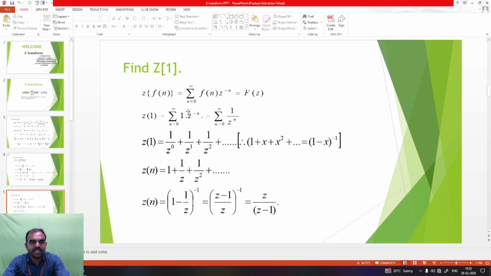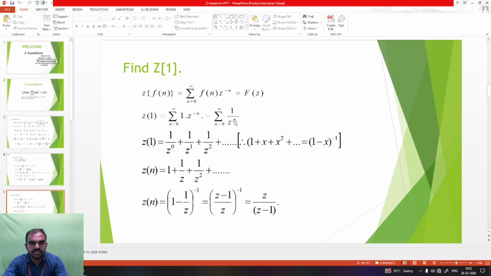Next one, find z of 1. You want to find the z transform of 1. So z of f of n is the formula, summation of n equal to 0 to infinity f of n z power minus n. This is our f of z. So z of 1, that is, our f of n is 1. So summation of n equal to 0 to infinity f of n, which is 1, z power minus n. So how is z power minus n? 1 by z power n, right?